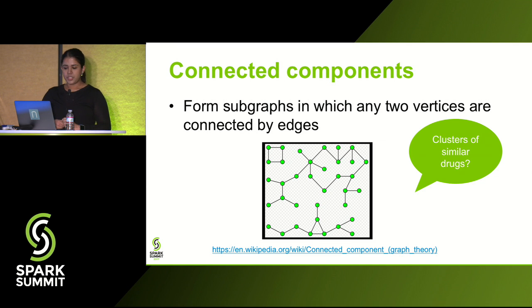Using connected components, you basically form subgraphs in which any two vertices are connected by edges. For example, you can see in this figure, we very clearly have just 3 connected components. There is going to be no overlap between component 1 and component 2. So there's going to be no edge going from any node in component 1 to component 2, so on from 2 to 3 or 3 to 1. What this can tell me, if I run this connected components algorithm on any graph, in this case, is what clusters of similar drugs we have based on the Tanimoto coefficient of similarity.